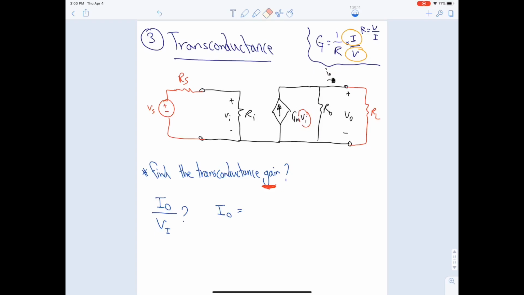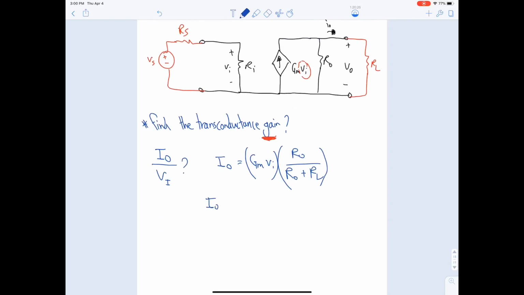Yes, of course, current division. So here it should be Gm Vi multiplied by Ro divided by Ro plus RL. IO divided by V input is equal to Gm Ro over Ro plus RL. Okay, so this is the solution. What's the unit? The unit is A over V.